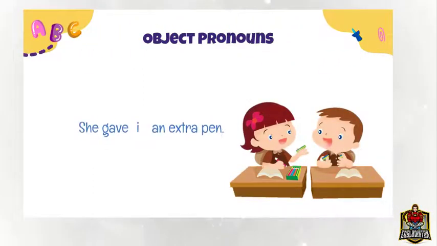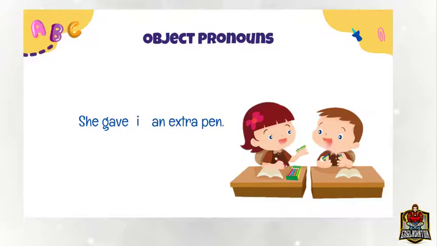Another example. She gave I an extra pen. Who can tell me what's wrong with this sentence? Correct. I is in the object position, which received the giving action, so it must be me. Excellent. So, the correct sentence would be, she gave me an extra pen.